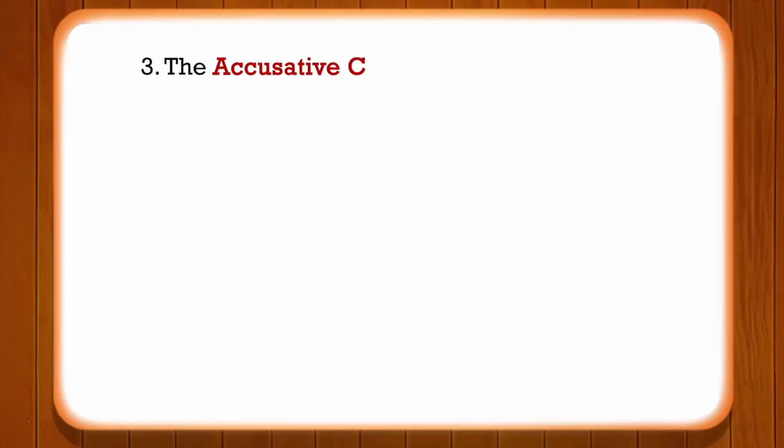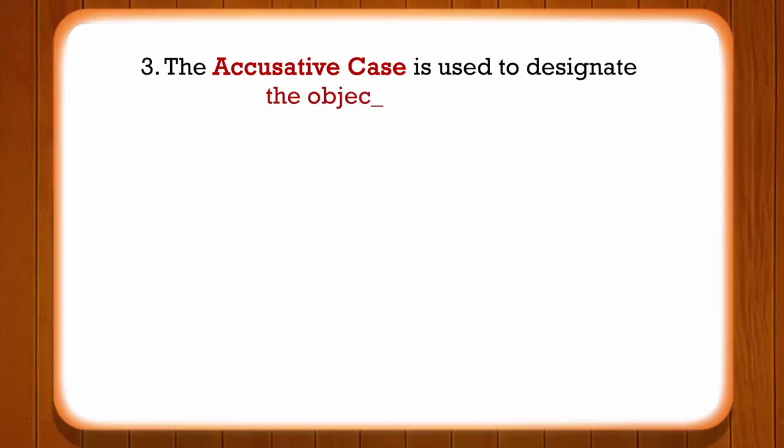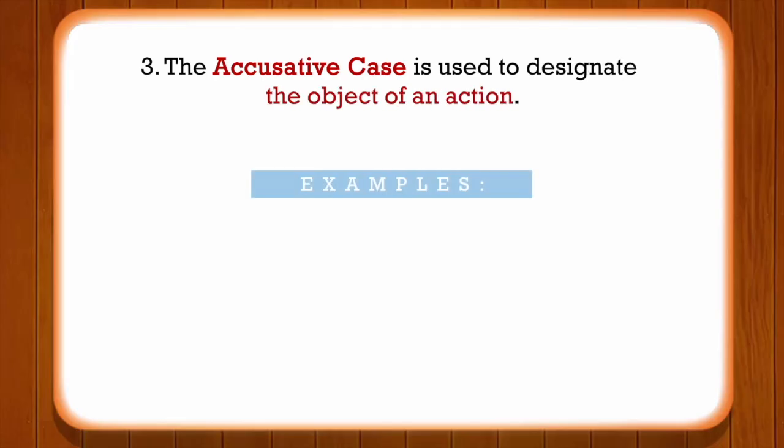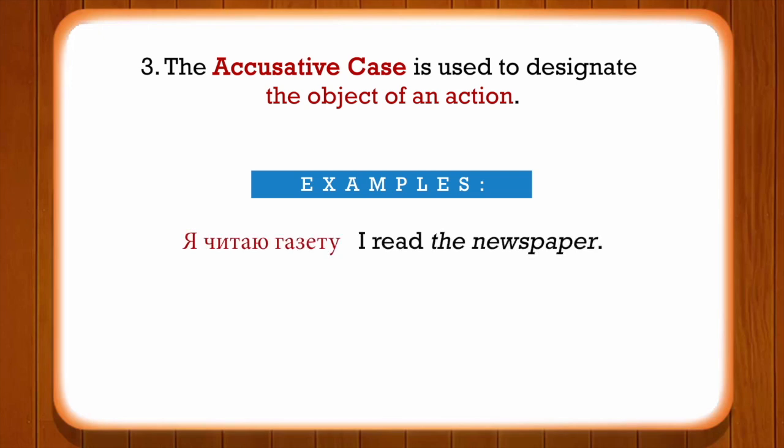Now we shall go ahead and pay attention to the third case, which is known as the accusative case. The accusative case, or винительный падеж, is used to designate the object of an action. For example, я читаю газету. Я читаю что? I am reading what? I am reading a newspaper. So газета changes into газету. Accordingly, as per the rule of grammar, in the accusative case, if a noun belongs to the feminine gender, а changes into у.